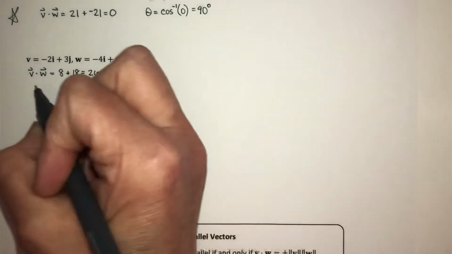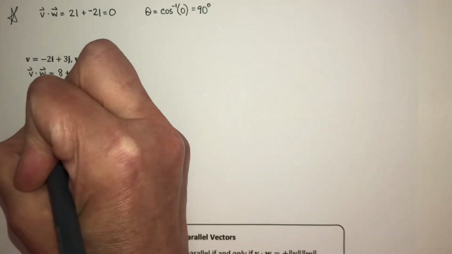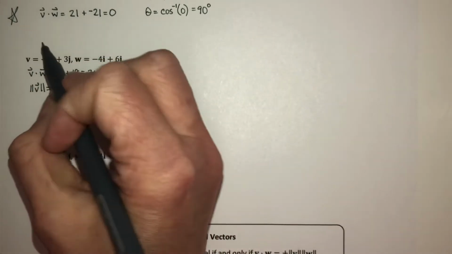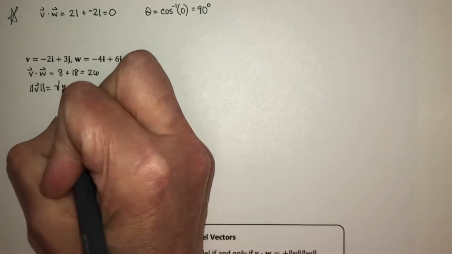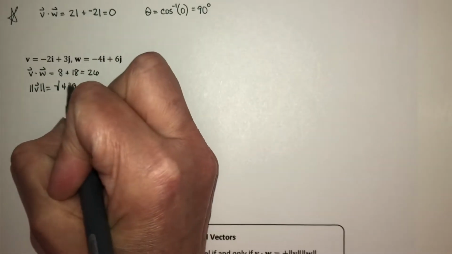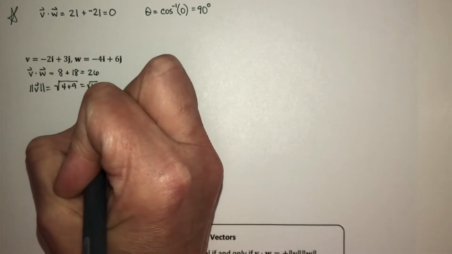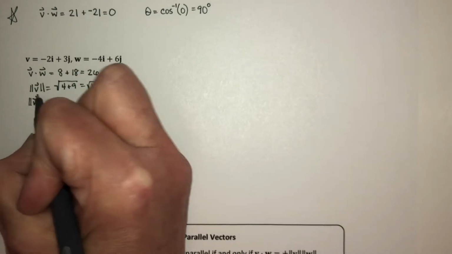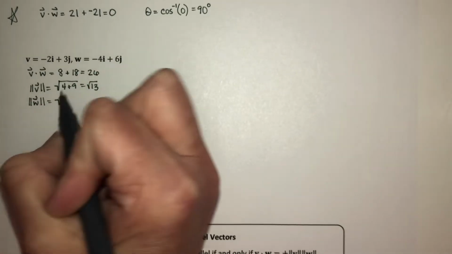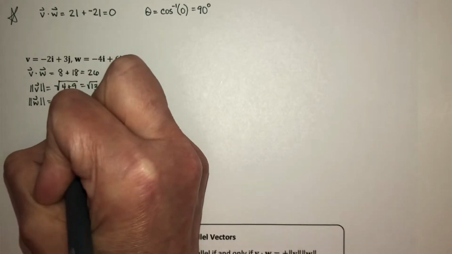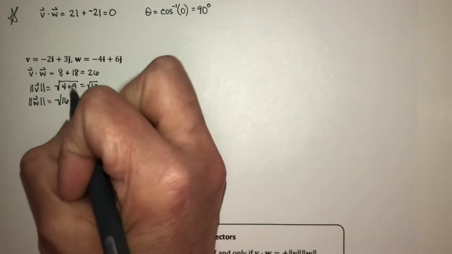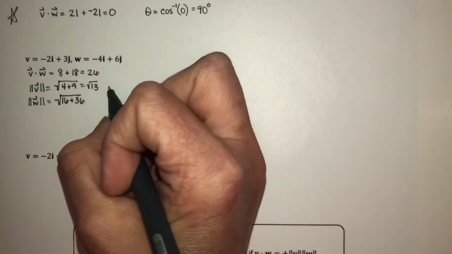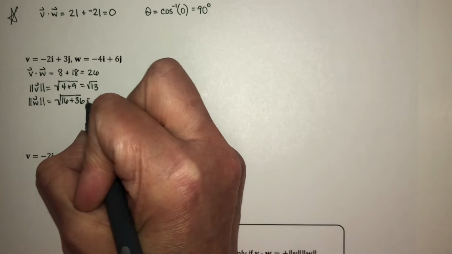Okay. We need the magnitude of v, which would be the square root of 4, -2 squared is 4, plus 3 squared is 9, so that would be the square root of 13. And we need the magnitude of w, which is the square root of 4 squared, 16, plus 6 squared, which is 36, and that is the square root of 52.